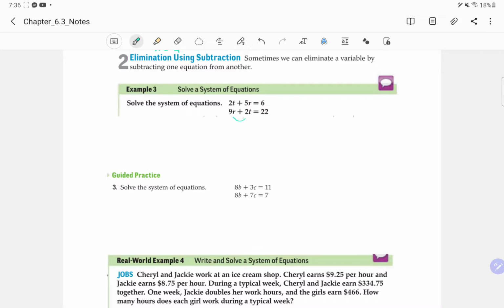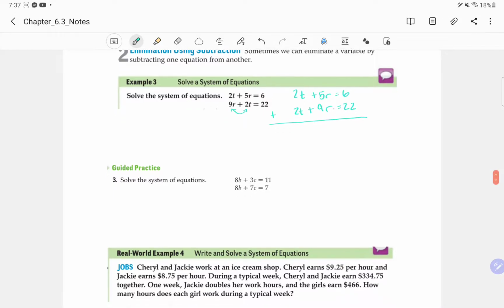So I'm going to change this bottom one. I'm just going to flop them around because it's commutative, it's all addition. I can do that. So 2t plus 5r equals 6, and then 2t plus 9r equals 22. The issue here is that when I add these as is, my t's aren't going to go away. 2t plus 2t is 4t. It doesn't cancel out. So we're not getting rid of a variable. I'm not eliminating anything, so it's not helping to do this.